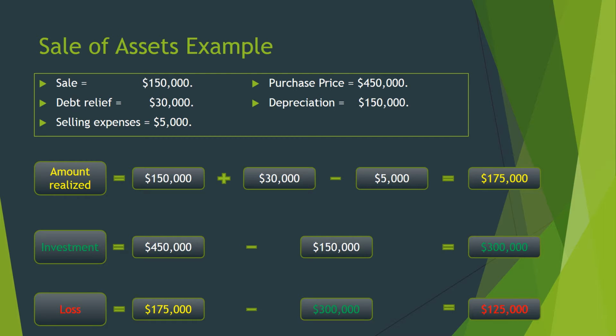The amount you realize is equal to the $150,000 selling price plus the $30,000 of debt relief minus the $5,000 of selling expenses, or $175,000. Your investment is the original $450,000 you paid minus the $150,000 of depreciation, or $300,000. And your loss is simply what you got, $175,000, minus your investment of $300,000, or $125,000.